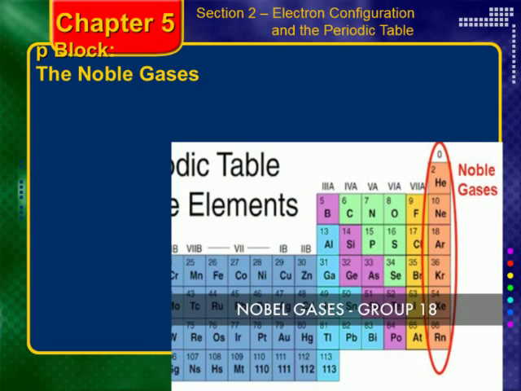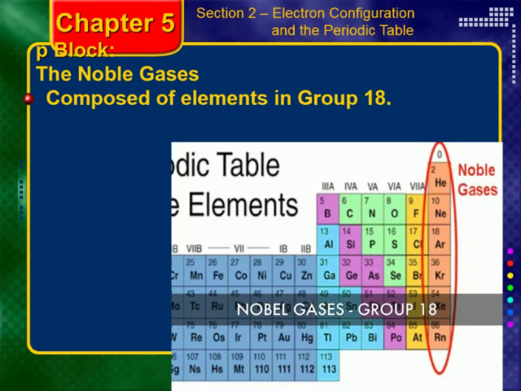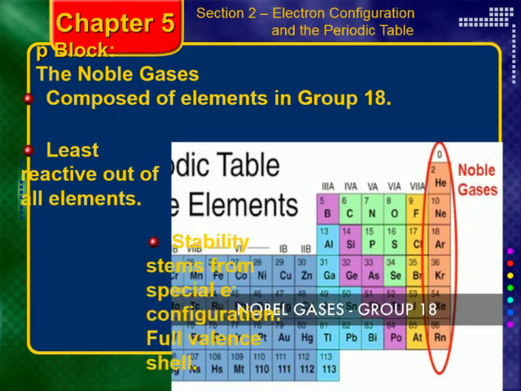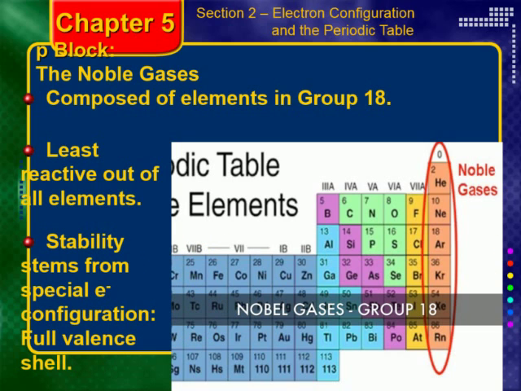Let's look at the noble gases all the way over there in group 18. They are the least reactive out of all elements. In fact, they are some of the most recent elements to be discovered, because until recent time, chemistry was studied based on the reactivity of elements. Since these things aren't very reactive, they weren't studied. They were unobserved.